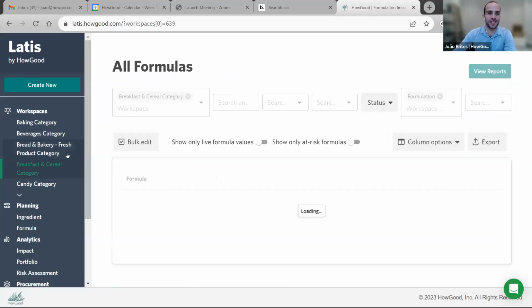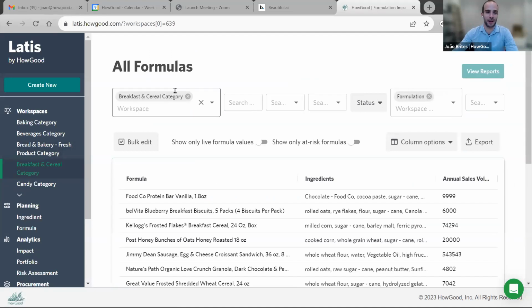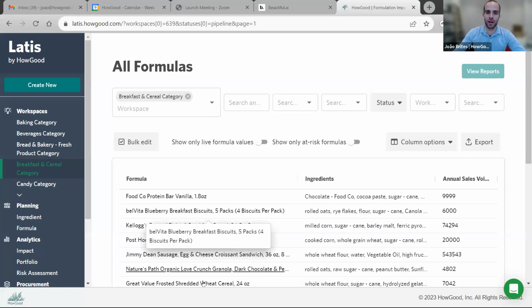So here you can see the typical retail environment. Usually the way this works is a retailer or a food supplier or a food service company would send a data extract from their ERP into HowGood. We would ingest it, and then we would do a bulk upload to the system. You can see on the left-hand side some of the common product categories of retailers, from baking category, beverages category, bread and bakery. Now, if we look at breakfast and cereal, you can see the list of products included, the ingredients, the annual sales volume.